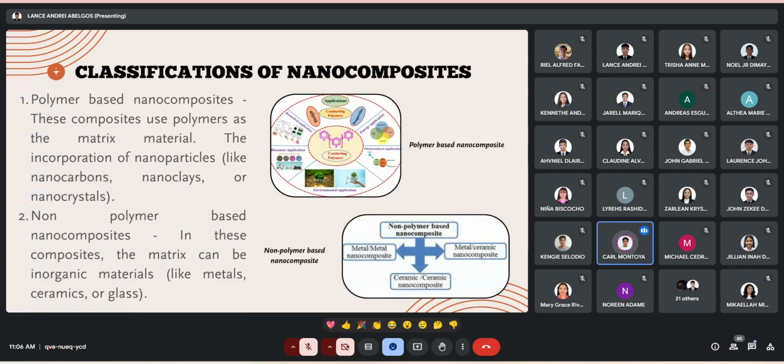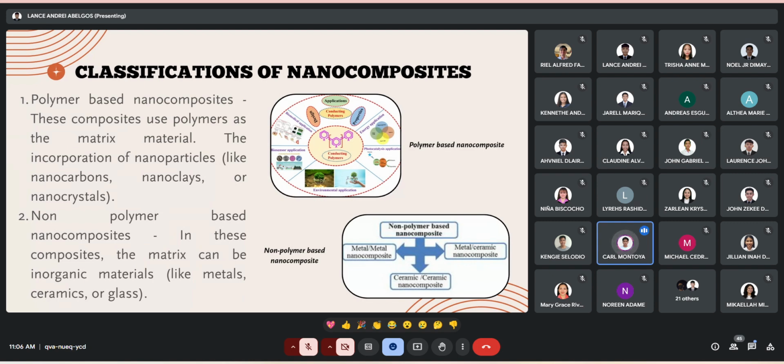While the nanoparticles enhance po yung kanyang mechanical strength, the thermal stability, and sometimes electrical conductivity. And for the application ng ating polymer-based nanocomposite, pwede nga i-include po natin dyan yung packaging kasi nga po due to improved barrier properties. Pwede din gamitin si polymer-based nanocomposite for automotive parts, electronics, and biomedical devices because of its versatility, lightweight nature, and tunable properties.